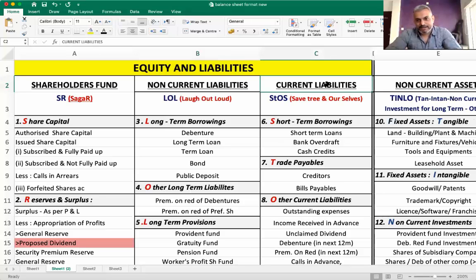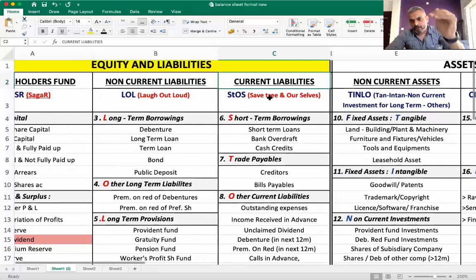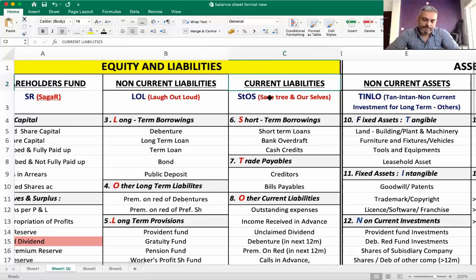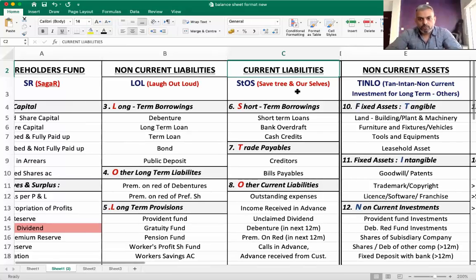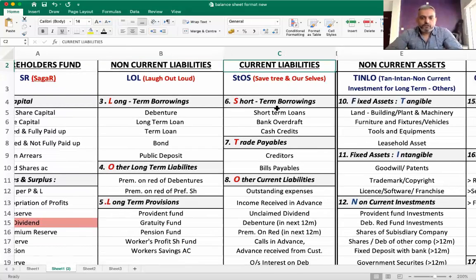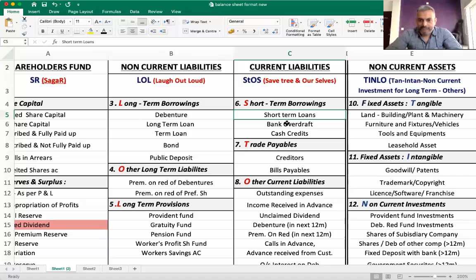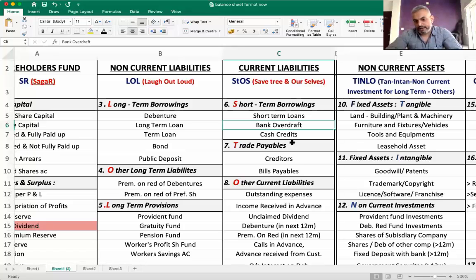Now coming to current liabilities. In current liabilities, you have this format where you have to remember 4, because 2 is shareholder fund, 3 is non-current, 4 is current liability. So STOS is what I have used, that is save trees and ourselves. You can use whatever you want to. Now over here, short-term borrowing is the first thing in current liabilities. So short-term loan, bank overdraft, and cash credit. Bank overdraft, cash credit, and short-term loans will come over here.